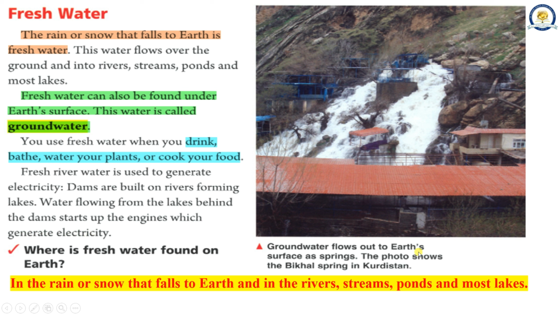Groundwater flows out to Earth's surface as springs. The photo shows the Baikal Spring in Kurdistan. Where is fresh water found on Earth? In the rain or snow that falls to Earth and in the rivers, streams, ponds, and most lakes.